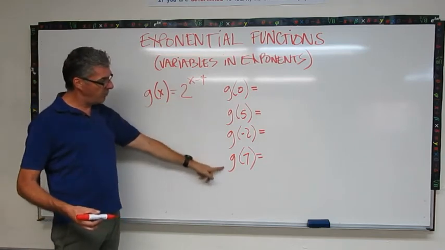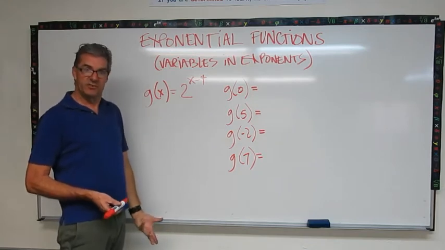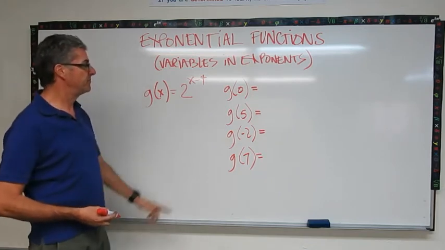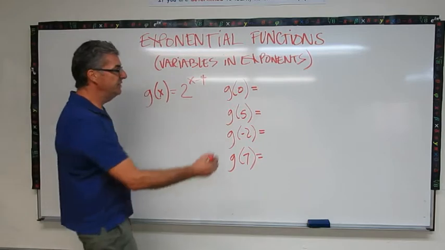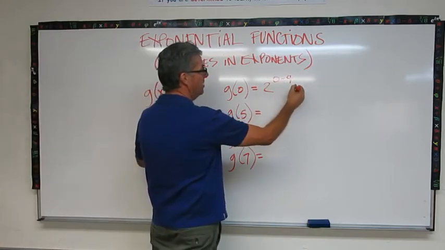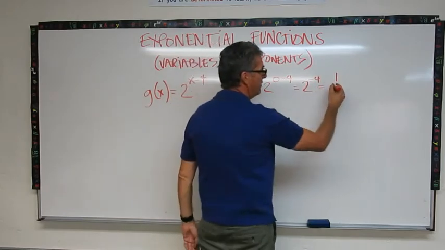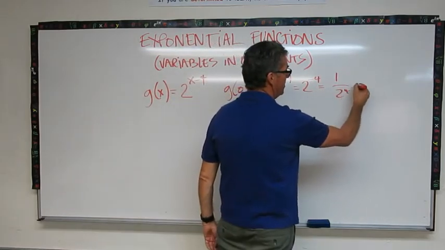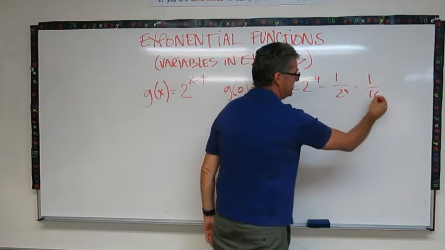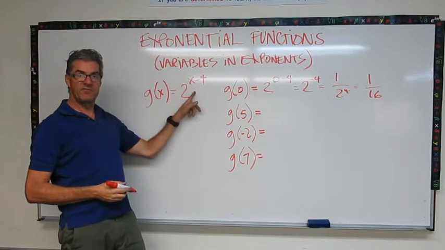So I've written down 4 problems there. If you want to pause the video and see if you can work these, do that. Otherwise, we'll just go through them. So what's g of 0? g of 0 is going to be 2 to the 0 minus 4, which is 2 to the negative 4, which is 1 over 2 to the 4, which is 1 over 16. So that's what g of 0 would be for this function.